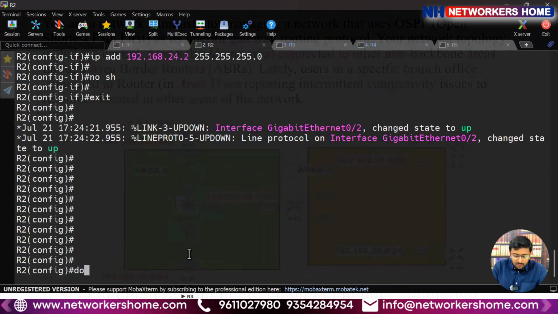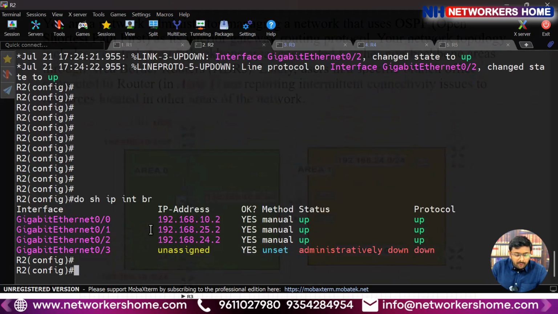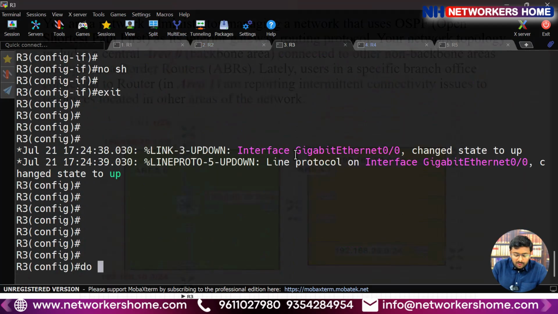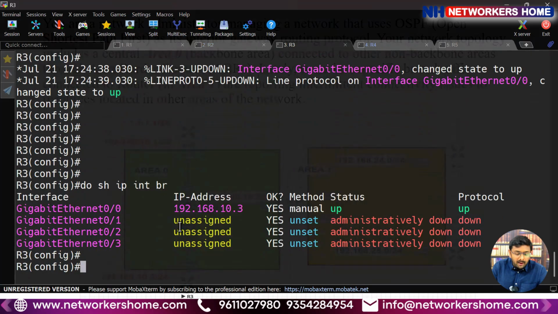Now we'll come to router 2 and check show ip interface brief. Here on router 2, we have configured the IP on interface 0/0, that is 10.2, on interface 0/1, that is 25.2, and on interface 0/2, that is 24.2. All three IPs we have configured on router 2. Then on router 3, do show ip interface brief. Here we have configured only one IP, on interface 0/0.